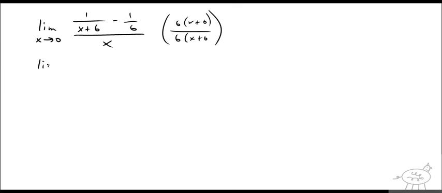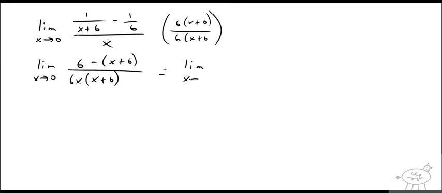Okay, if I do that, I get limit x approaches 0, and I'm going to get 6, and then the next one I'm going to get minus x plus 6. And the bottom I'm going to get 6x times x plus 6. You don't want to distribute that bottom, because if you do that, it's not going to look pretty here. So we're going to do limit as x approaches 0. It's going to be 6 minus x minus 6, so I basically just get negative x. In the bottom I get 6x, x plus 6. Okay, the x's cancel. So I really get negative 1 over 6 times x plus 6.